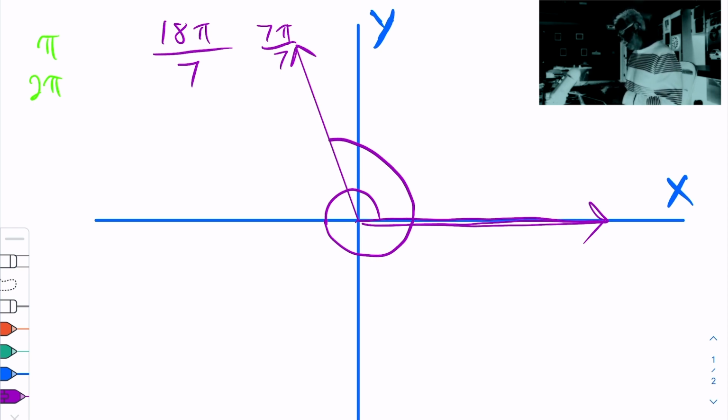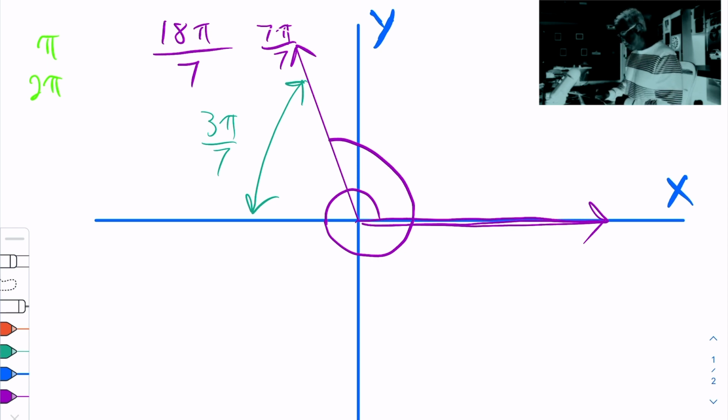Because again, 21 pi over 7 would get me another half rotation, back down to here. That must mean I'm 3 pi over 7 away from getting to the x-axis. So once again, that is my reference angle, 3 pi over 7. It's always positive, it's always acute.